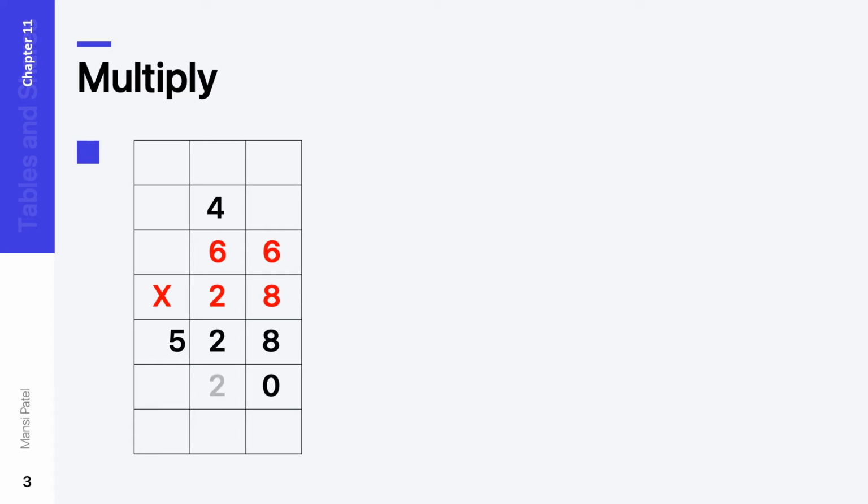So 2 sixes are 12. 2 we have to write down here and 1 in the carry. Then 2 sixes are 12 and 12 plus 1 is 13. Now do the addition. 0 plus 8 is 8. 2 plus 2 is 4. 5 plus 3 is 8 and 1 we have to write down as it is. So your answer is 1848.